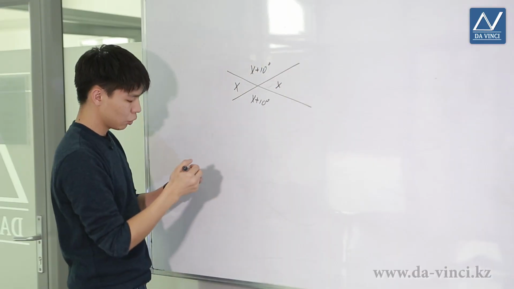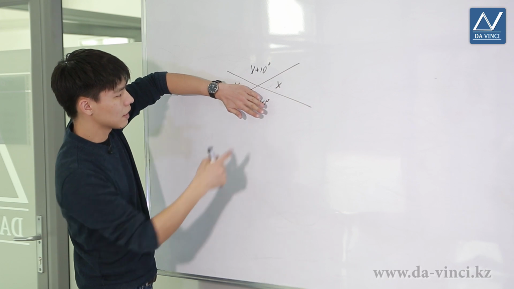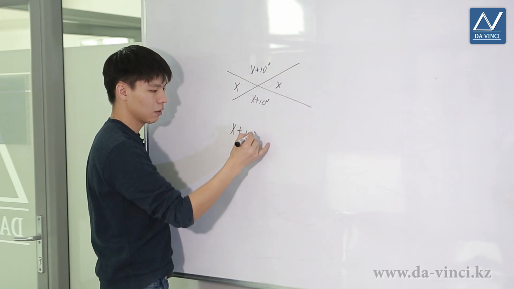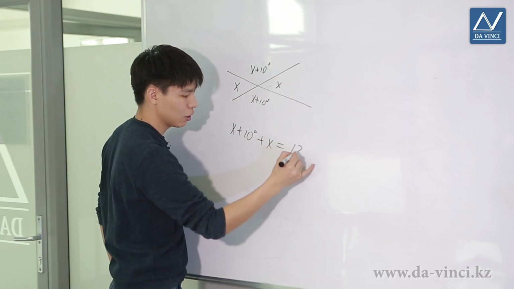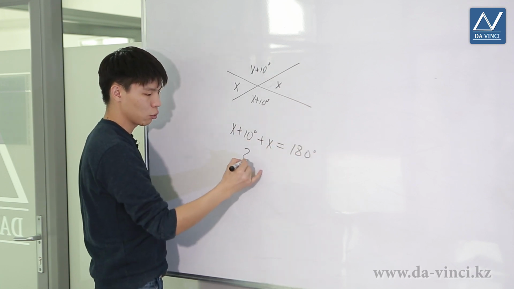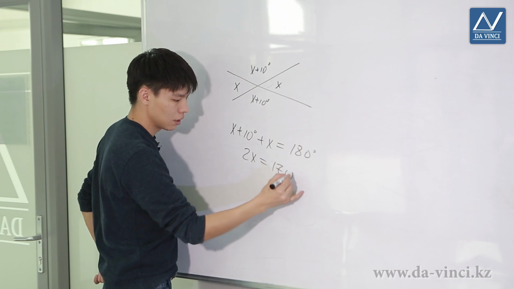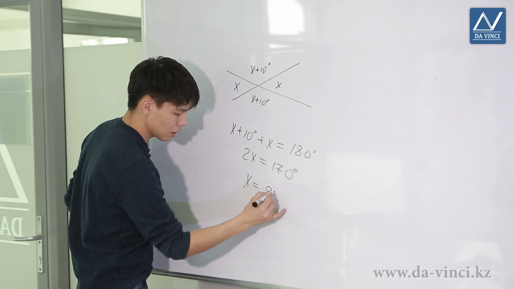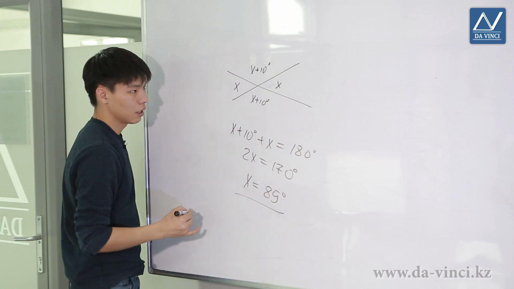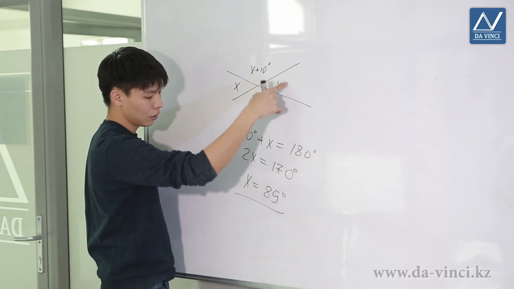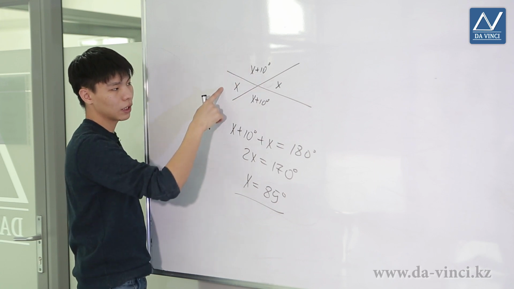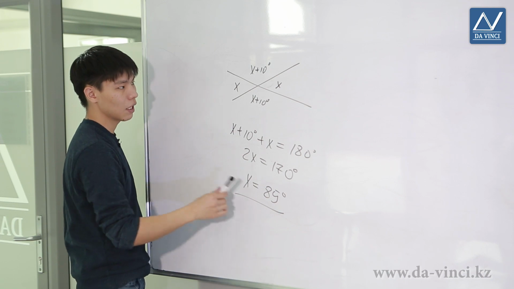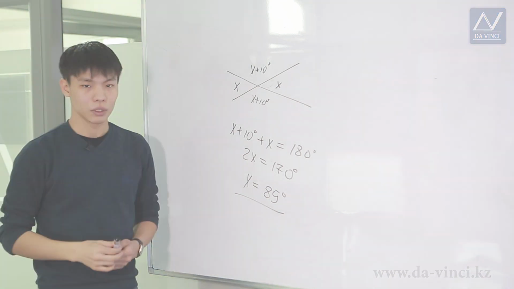How do we find x? We can find it very easily. These two angles are adjacent, so their sum is 180. That is, x plus 10 degrees plus x is equal to 180 degrees. From here we find that 2x is equal to 170 degrees. Thus x is equal to 85 degrees. If x is 85 degrees, then this angle is 95 degrees. This angle is also 85, and this one is also 95. In this way we have found all the angles. This video lesson is over.